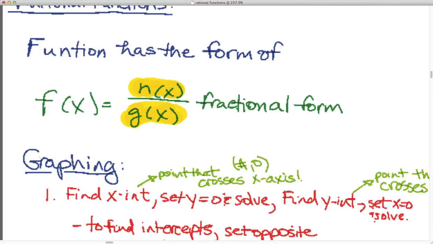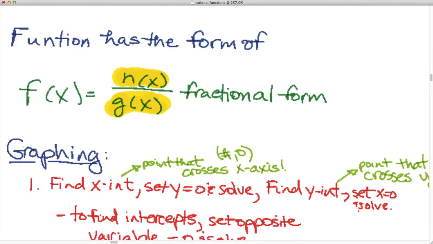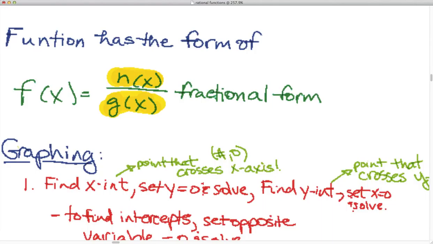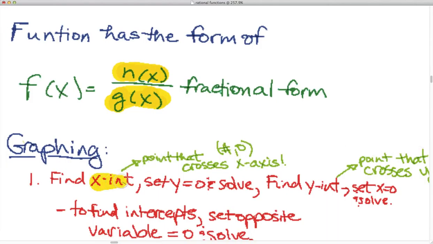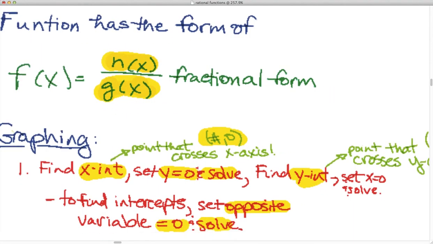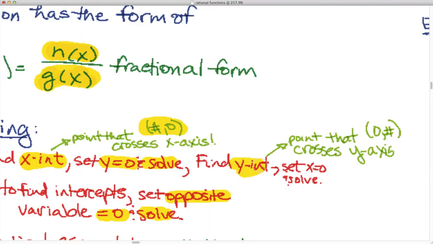And in graphing these rational functions, which is the main thing we'll deal with, you have to do a few basic things. So the first thing is you've got to find your intercepts, your x-intercept and your y-intercept. You always set the opposite variable equal to 0 and you solve. Okay, so if you're trying to find the point that crosses the x-axis, the x-intercept, you set y equal to 0 and you solve, and the answer will have this typical form right there of number comma 0. Whereas if you're looking for the y-intercept, you set x equal to 0 and the point looks like this, 0 comma number.